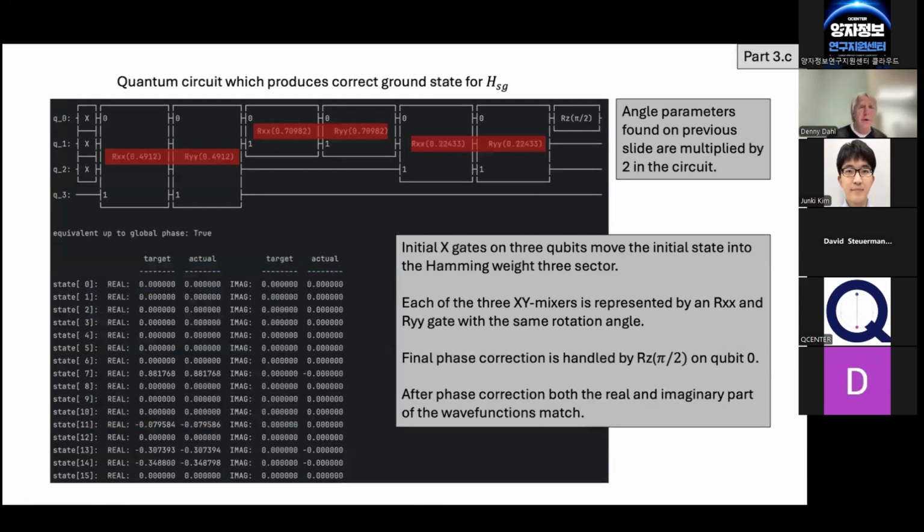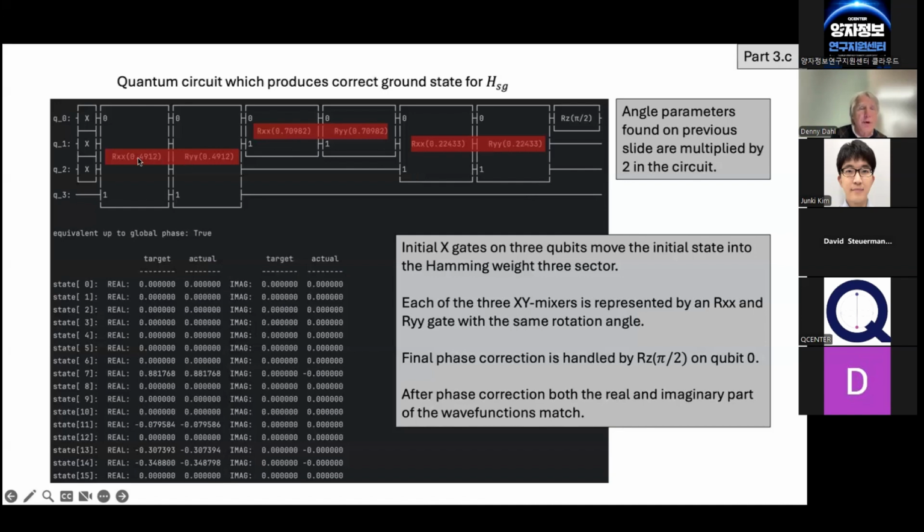And so here is my final quantum circuit that produces the correct ground state. This is the 3 X operators that take my initial quantum state and move it into the Hamming weight 3 sector by turning on qubit 0, 1, and 2. Then the first XY mixer that I'm applying is between qubit 0 and 3. The second XY mixer is between qubit 0 and 1. And then my third XY mixer is between qubit 0 and 2.